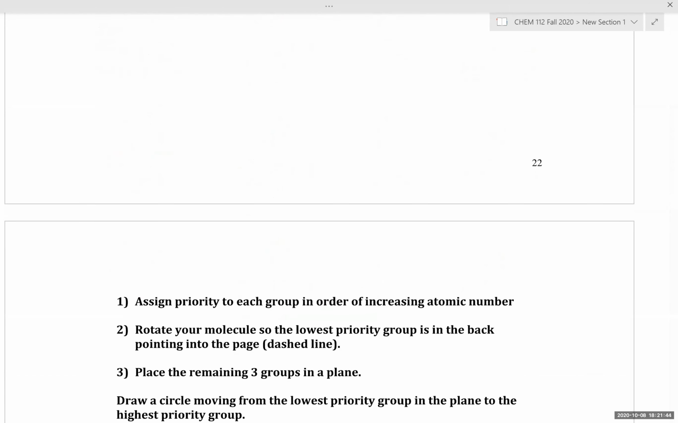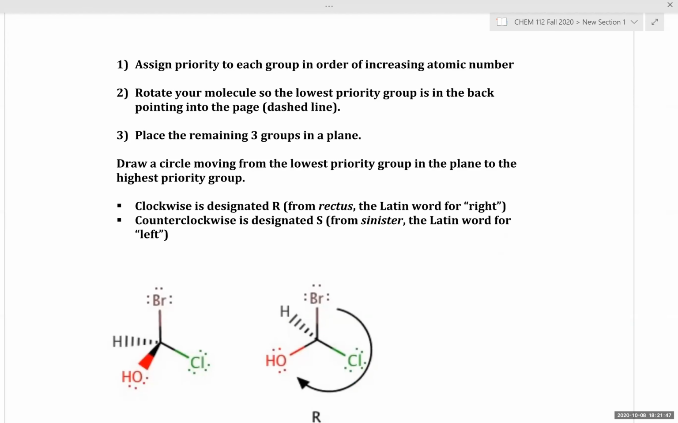Once we have set it up so the lowest priority group is in the back and the highest priority groups are in the front, we're going to place the remaining 3 groups in a plane, and we're going to draw a circle moving from the lowest priority group in the plane to the highest priority group. Okay. Well, this should be lowest priority number to highest priority number. Or the other way of thinking about it is you can draw a circle moving from the highest priority, which would be 1, to the lowest priority, which would be 3.